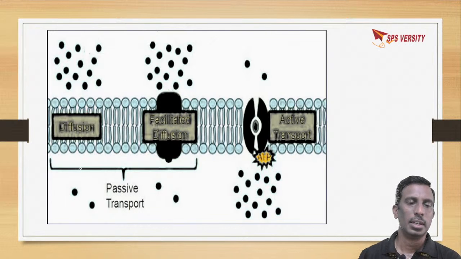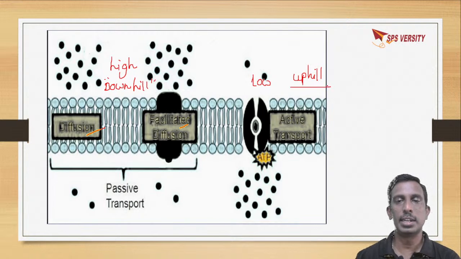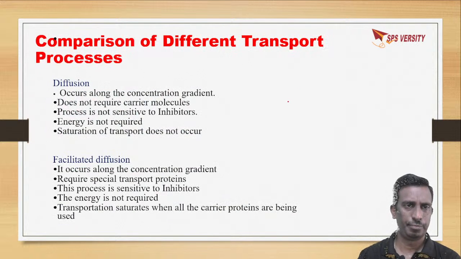Here you can see this is passive transport with diffusion and facilitated diffusion, where substances move from high to low, whereas in active transport they move from low to high, which is called uphill. From high to low concentration, it is called downhill. From low to high, it is uphill. Okay.